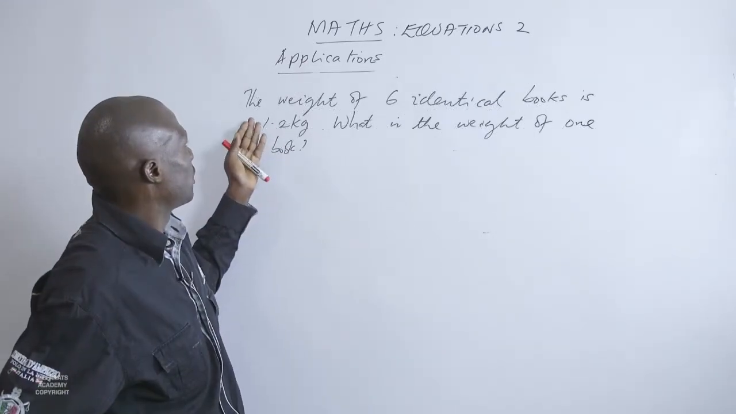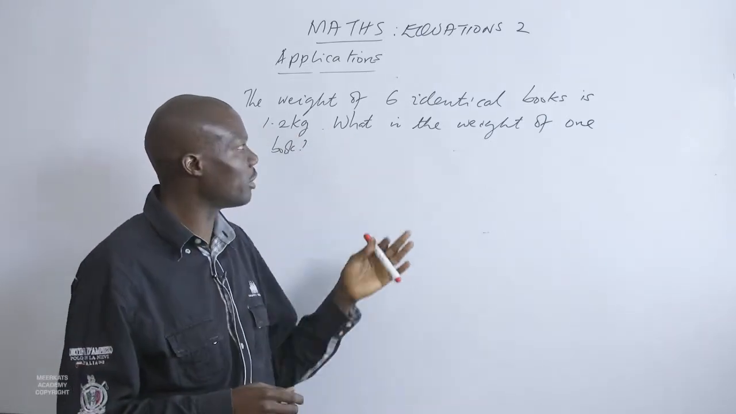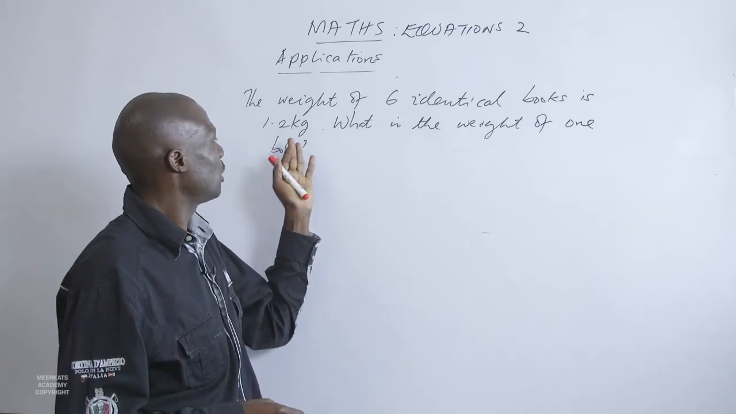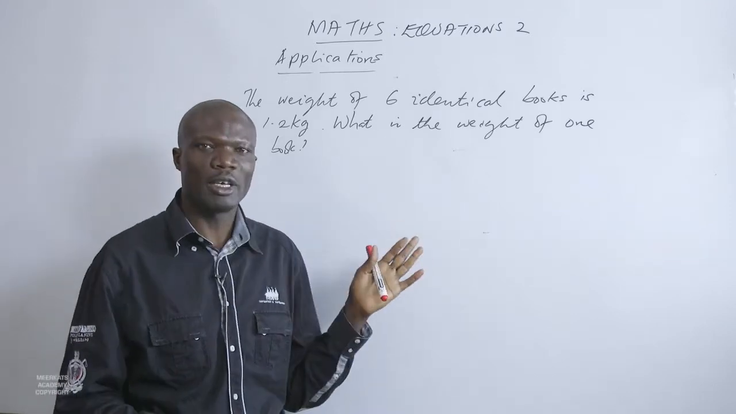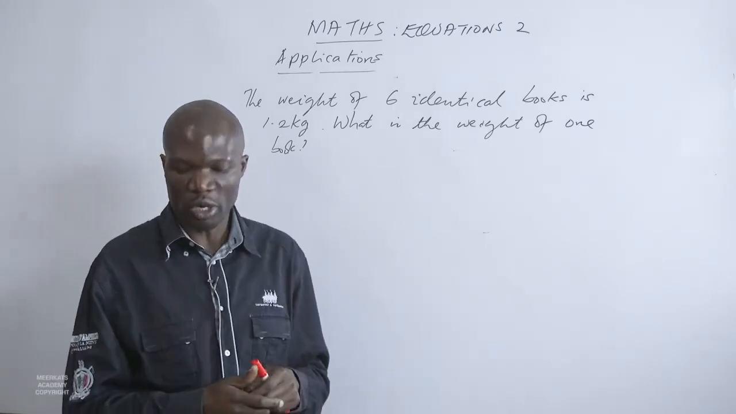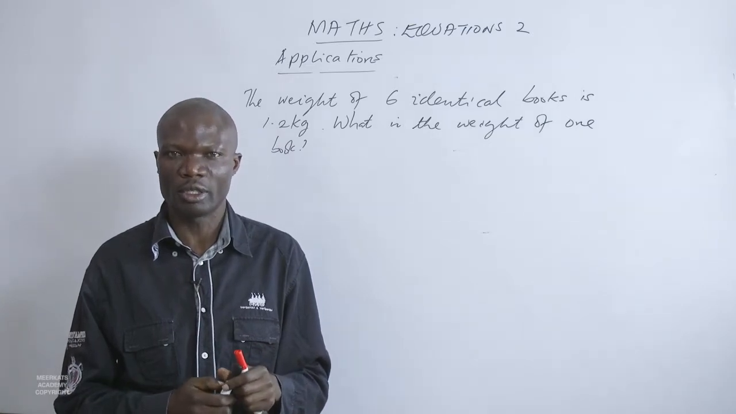So we've been asked: the weight of 6 identical books is 1.2 kilograms. What is the weight of one book?